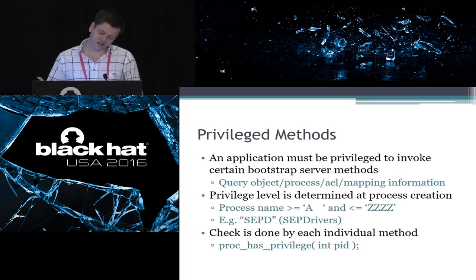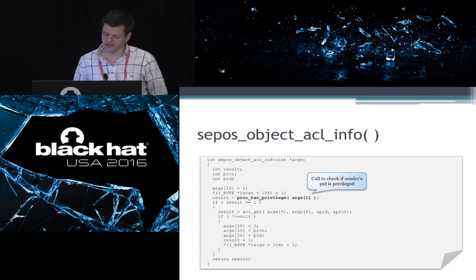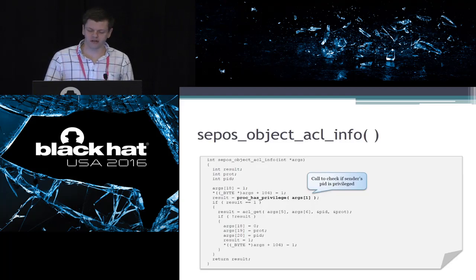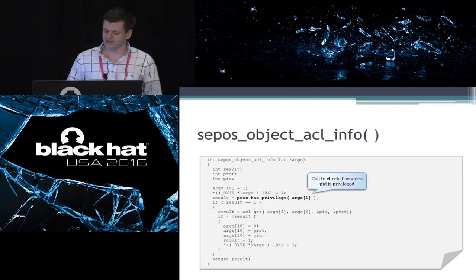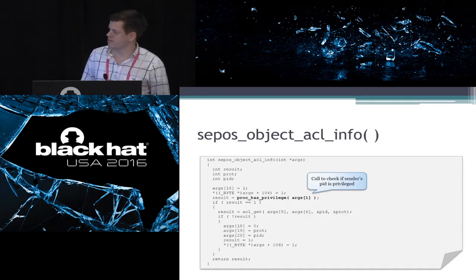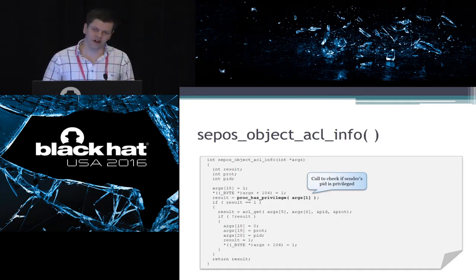And in order to check that, they have a function called proc has privilege. So each individual function, for instance this function, which supplies you with ACL info, will call this function in order to determine if the caller is privileged. The sender of the RPC request is privileged.